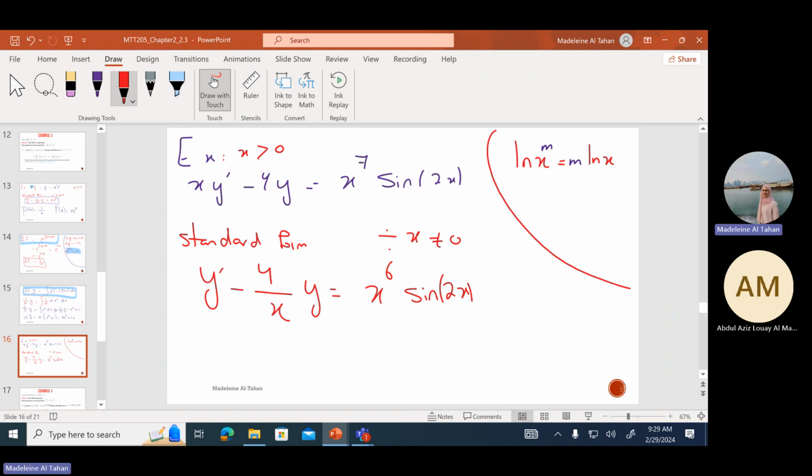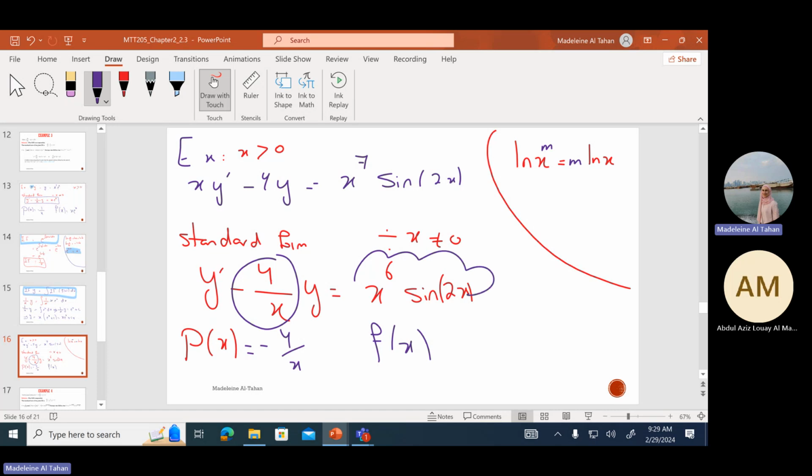Then determine what's your p and what's your f. What's p? Minus 4 over x, right? What's f? F of x. This is p. When it's the standard form, after the equal sign, what is it? x to the 6 sine 2x. Did we get it? Yes.